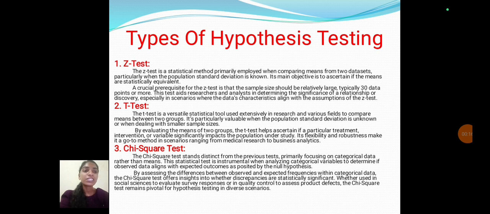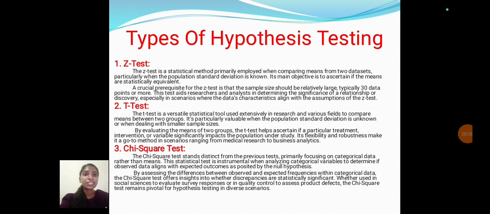Types of hypothesis testing. Z-test. The Z-test is a statistical method primarily employed when comparing means from two data sets, particularly when the population standard deviation is known. Its main objective is to ascertain if the means are statistically equivalent.